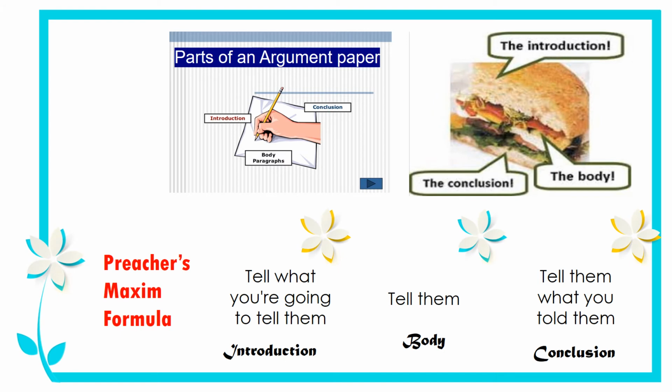Now, let's familiarize ourselves with the parts of an argument paper by looking at this Preacher's Maxim formula. Now, what's the relevance of a burger here in this discussion? You'll find out later. Okay? So, for the Preacher's Maxim formula, for the introduction, it's telling them what you're going to tell them. So, it's like exposing them to the fact that you're going to tell them something in the body. And for the last part, you're going to tell them again what you told them at the very start. So technically, it's restating your positions at the very end.